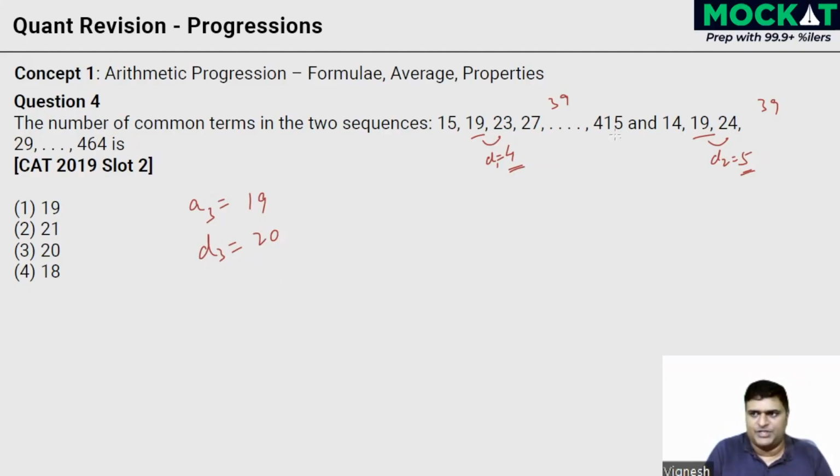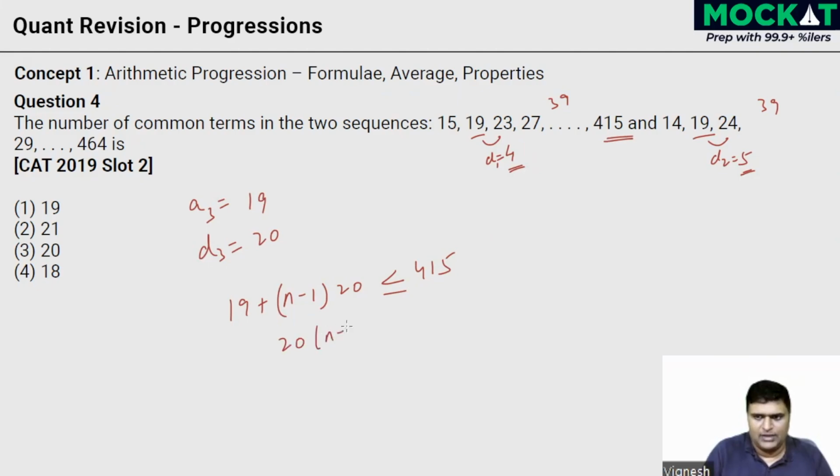415 or 464, which is smaller? 415 is smaller, right? 19 plus (n minus 1) into 20. a plus (n minus 1)d is my nth term. That nth term should be less than or equal to 415. Let's see what we're getting.